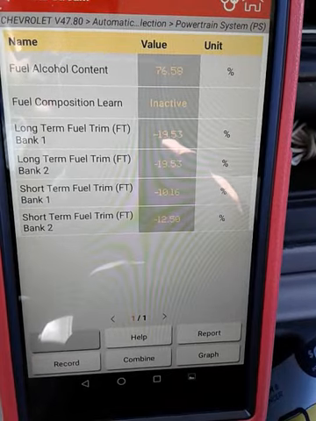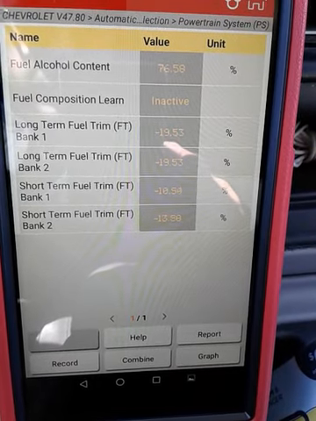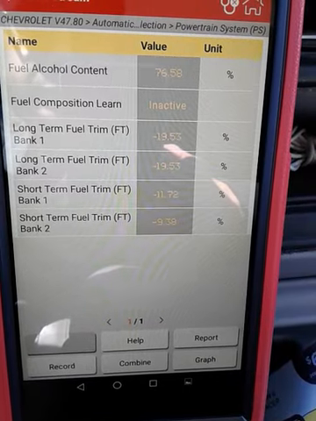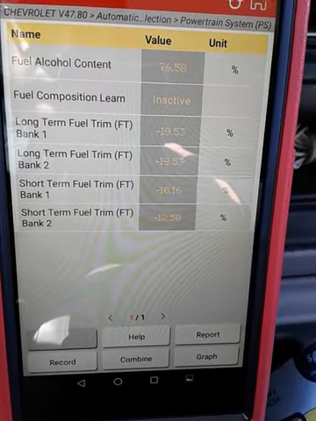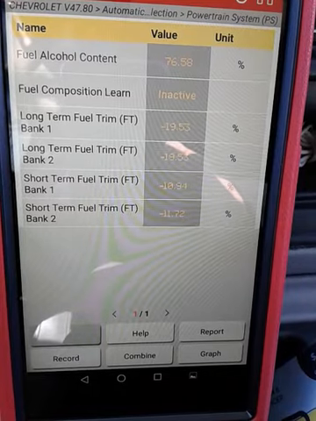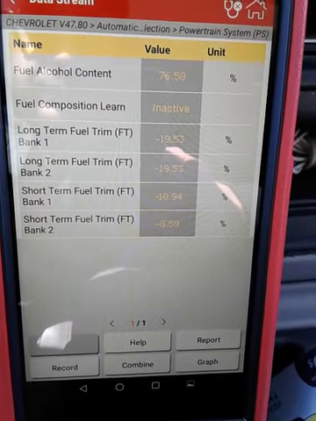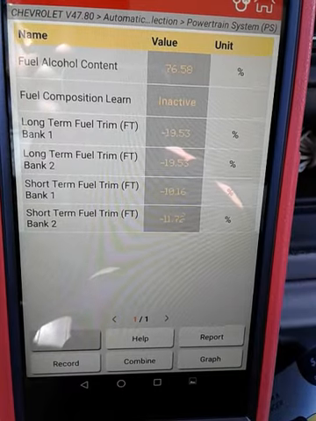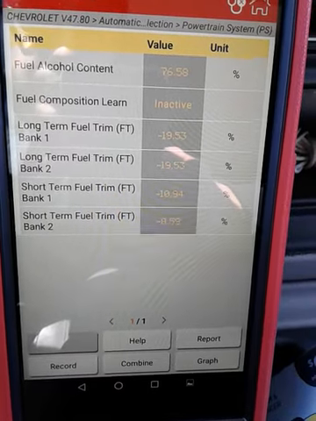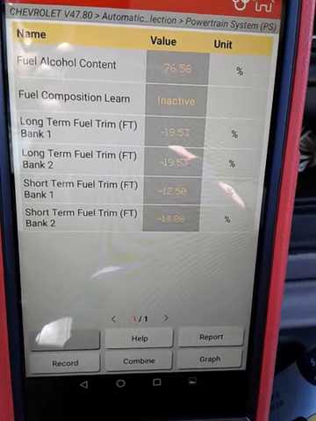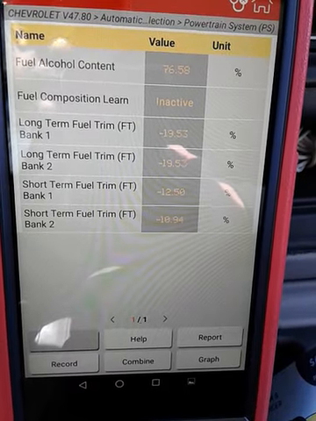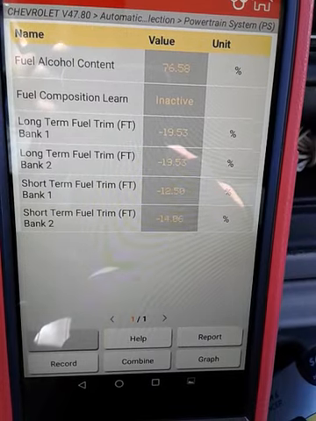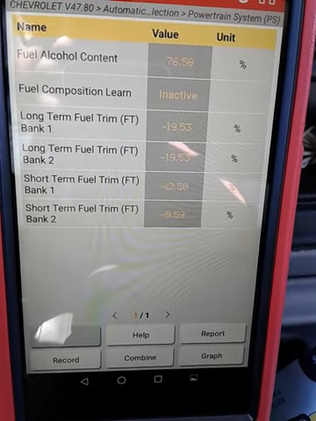So far, long term for both bank 1 and bank 2 is showing about negative 19.53. Short term on bank 1 showing negative 12. Bank 2 showing about negative 13. And this is basically due to this fuel alcohol content being so high at 76.58. So the computer thinks that this vehicle has that much content. So there's more alcohol than fuel. So that's the reason why this vehicle is running rich, or has those two codes.